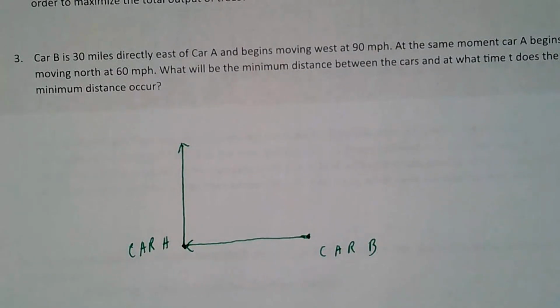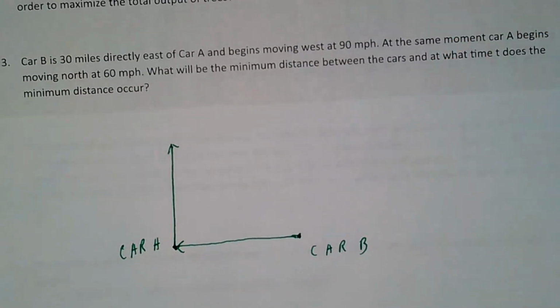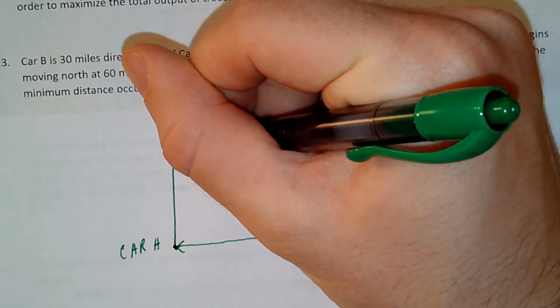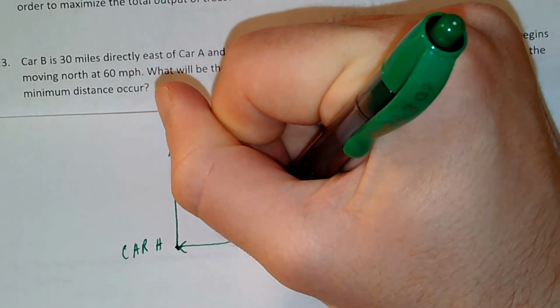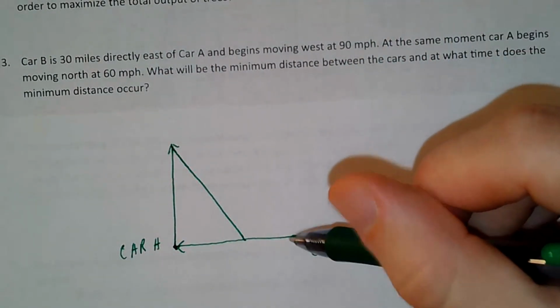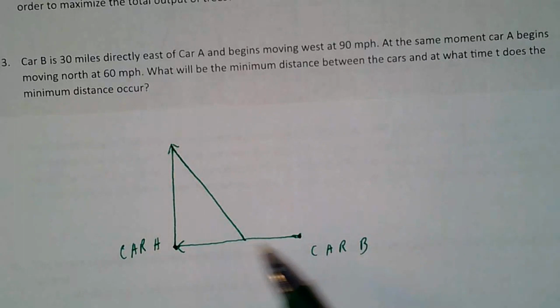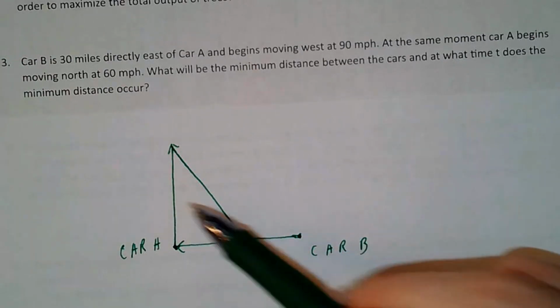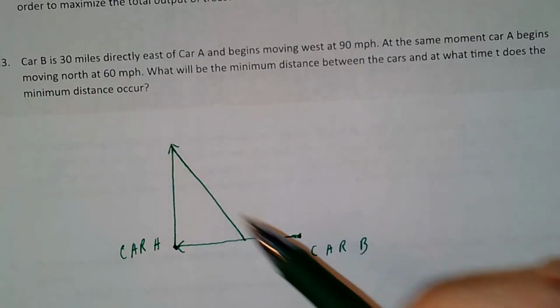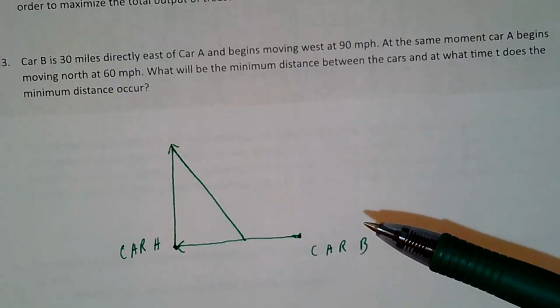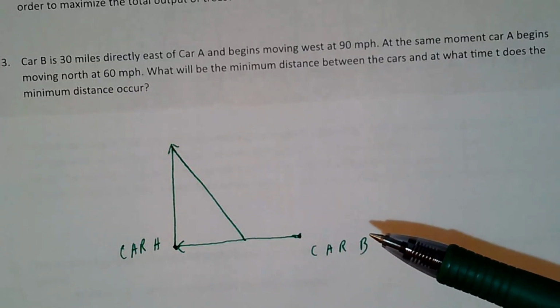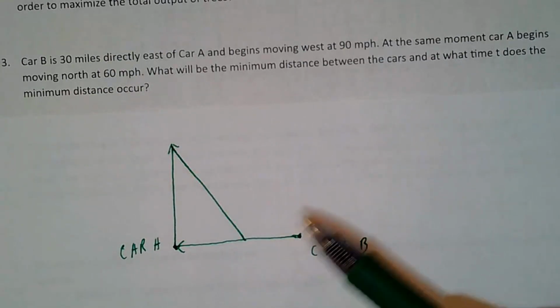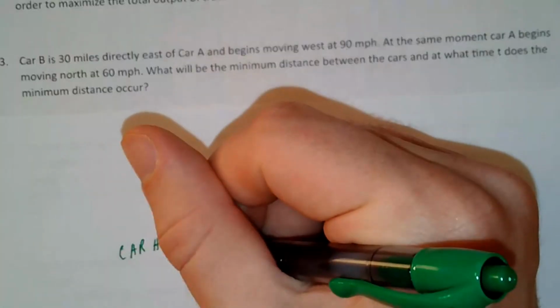At some point, we want to find when is the smallest distance between the cars and what time does the minimum distance occur. So we have the distance between them, which I'm showing by this additional line here. It's kind of arbitrary on this line, but this is going to be the distance between them. A could be anywhere along here, B could be anywhere along here, and the distance between them is what we're looking for. We're looking for this to be as small as possible. So I'm going to call this distance here.